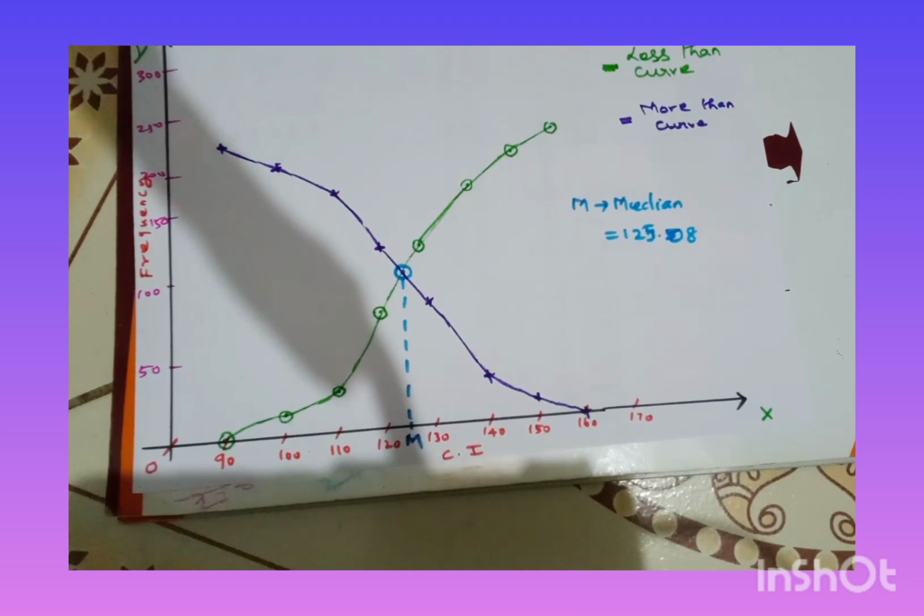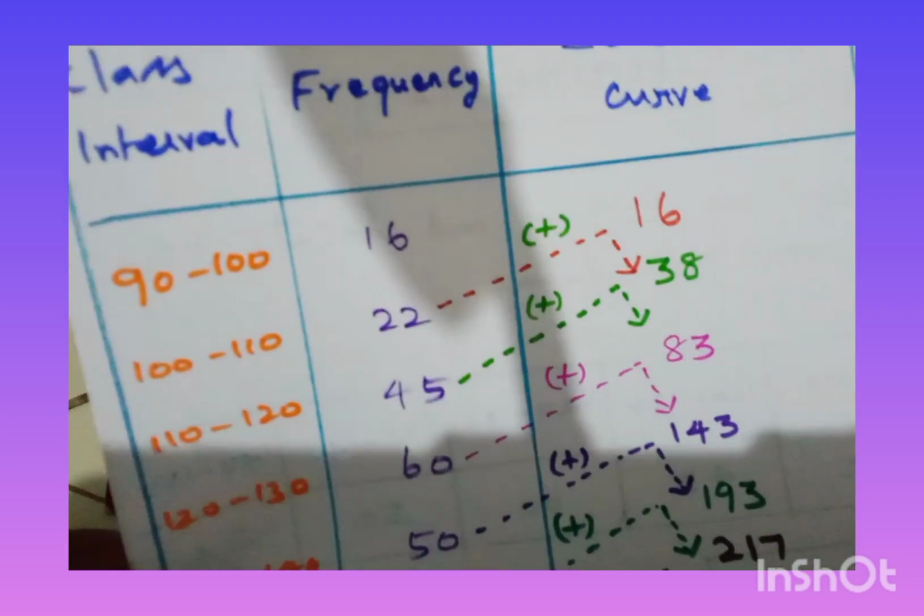So let us start to plot the values in the graph. See, in the interval, the very first one, 90.